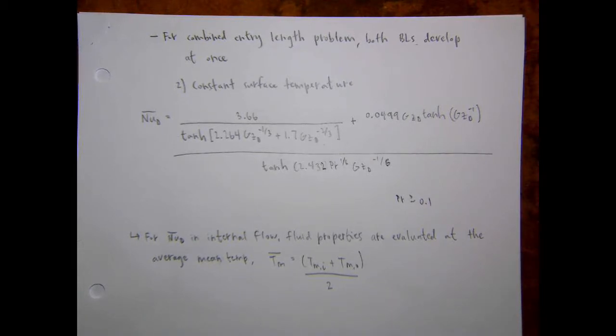So we have entry length problems, thermal entry length, combined entry length, and we have expressions for the Nusselt number for constant surface temperature for both of those. We do not have expressions for the constant surface heat flux for those, and we'll talk about why in a little bit, but basically because you can calculate H from other equations. So you don't need to calculate the Nusselt number to calculate H, or the average H for a constant surface heat flux. So we only have these expressions for the average Nusselt number for the constant surface temperature.